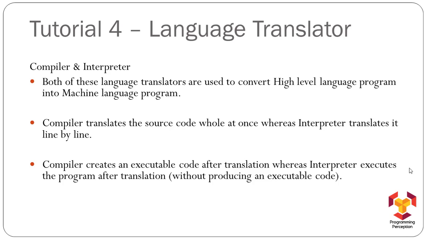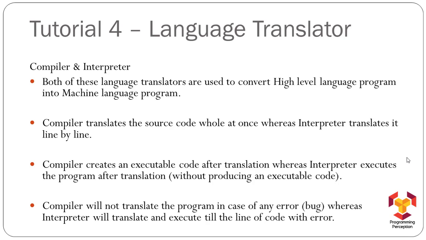The compiler creates an executable code just like an assembler, but it does not execute it. That means we have to run that code so that the rest of the instructions in that executable code can be executed. Whereas an interpreter not only translates the program, it also executes it. And the important thing is, without producing an executable code. So an interpreter will not produce any sort of executable code for you.